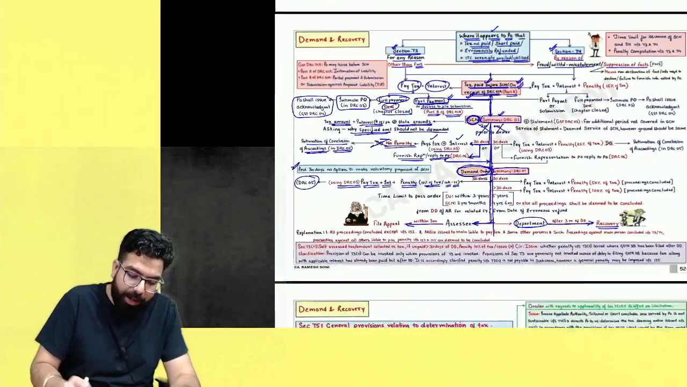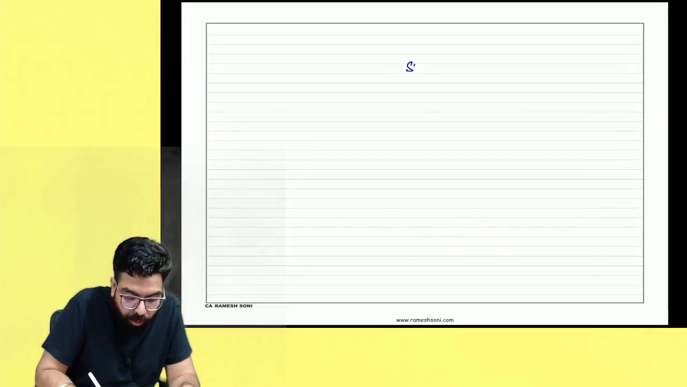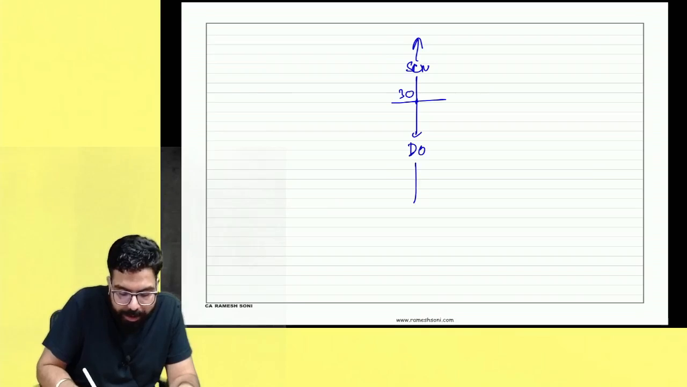Now, same thing is over here. On the left hand side, I went ahead and told you that, sir, before the show cause notice, you can make the payment. Sir, after the show cause notice, within 30 days, you can make the payment. Then after the demand order, you can make the payment.